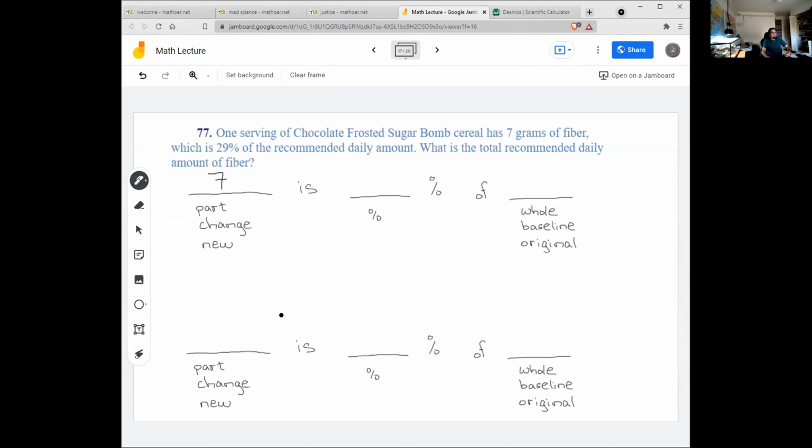So the whole would be the total recommended amount of fiber. Yeah, that's the total. That's what we don't know yet. So that's the what. And then the percent is the 29. See the difference in this one? They're telling us a smaller amount and wanting a big total. They're telling us a part and wanting a whole.